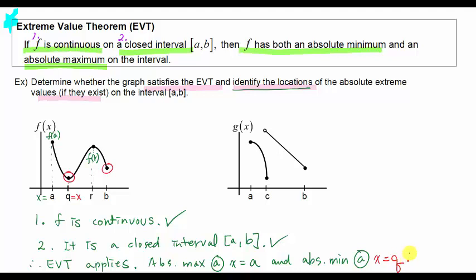Now let's look at the g function right next to it. Is g continuous? No, there is a hole, there is a jump. This g is obviously not continuous. So you just say g of x is not continuous. And because it's not continuous, what do you conclude? The Extreme Value Theorem does not apply. When it doesn't apply, you don't talk about anything else. No conclusion can be drawn from the problem since the theorem does not apply.